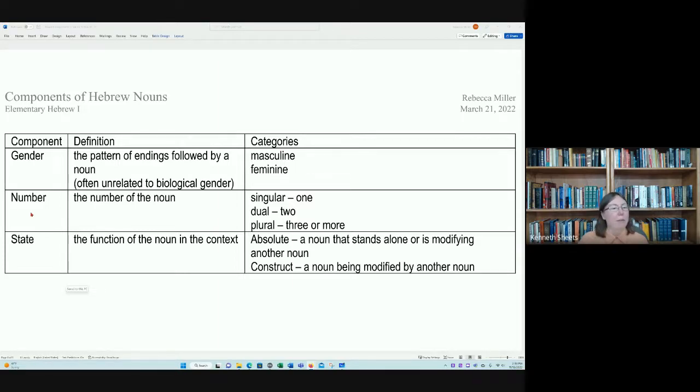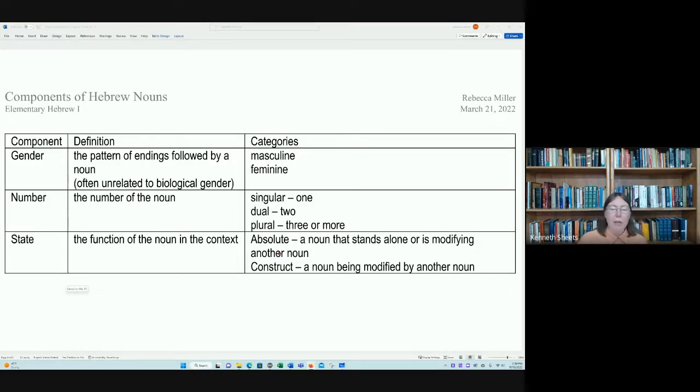Then we also have number, which refers to the number of the noun. There are three different numbers in Hebrew: singular, one entity; dual, two entities; and plural, which is three or more. And then we also have what we call state as well, which refers to the function of the noun in the context.